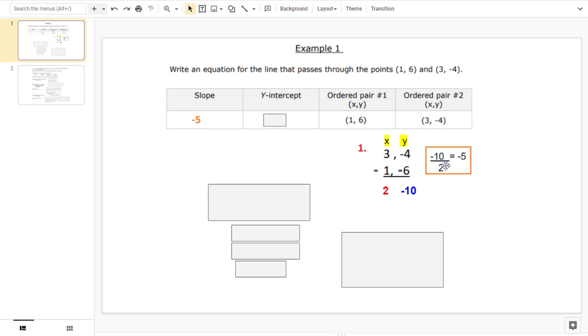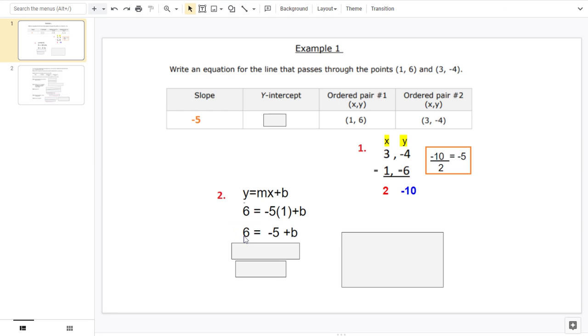Now we're going to use our slope and one of the points here. It doesn't matter which one you use, but in this example, I'm going to use the first one, and we're going to use that to determine what our y-intercept is. So step 2, we're going to use the slope formula, which is y equals mx plus b. And we know that m is our slope and b is our y-intercept. So in this case, we're going to take our slope, -5, times our x in our ordered pair, which is 1, plus b equals 6, which is our y over here.